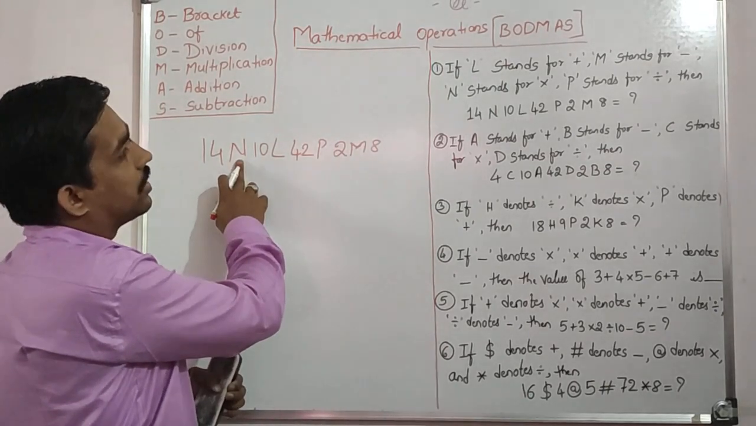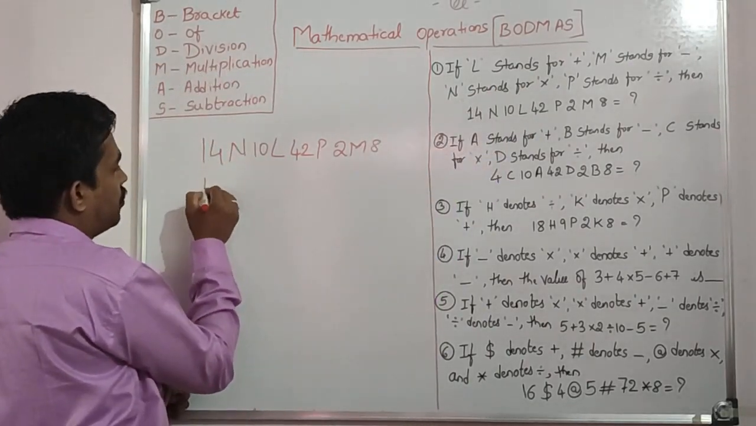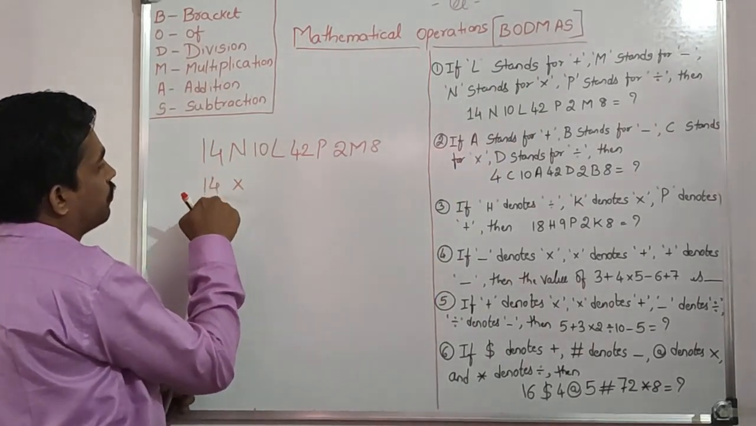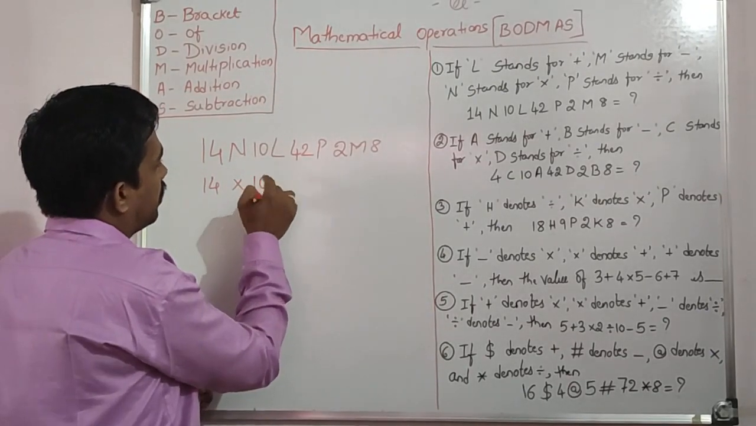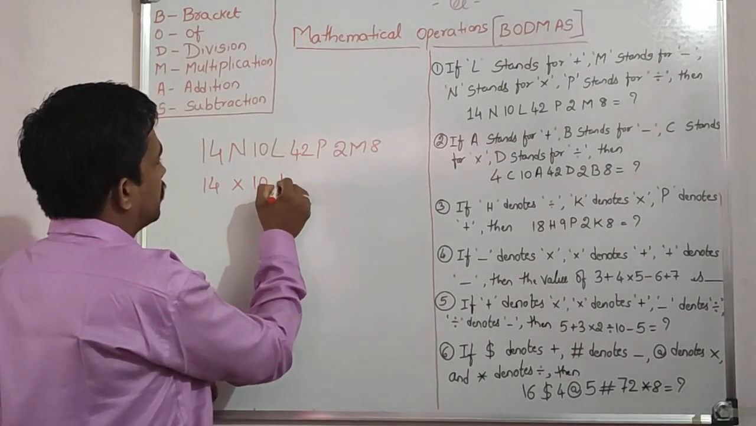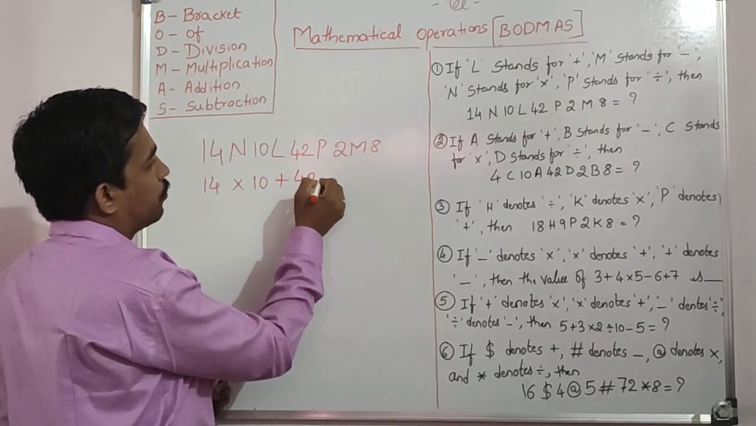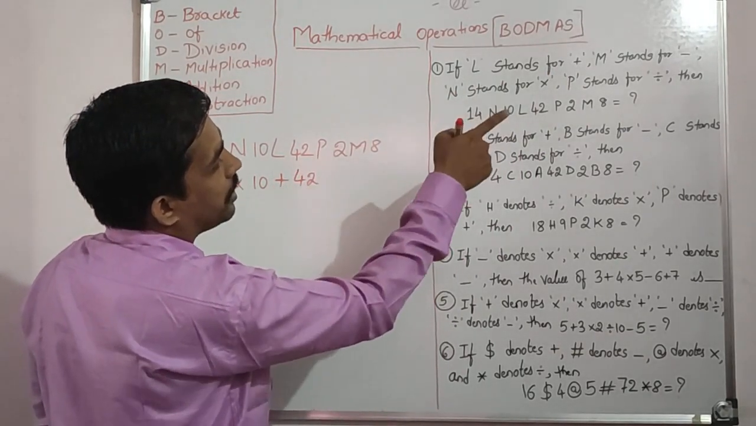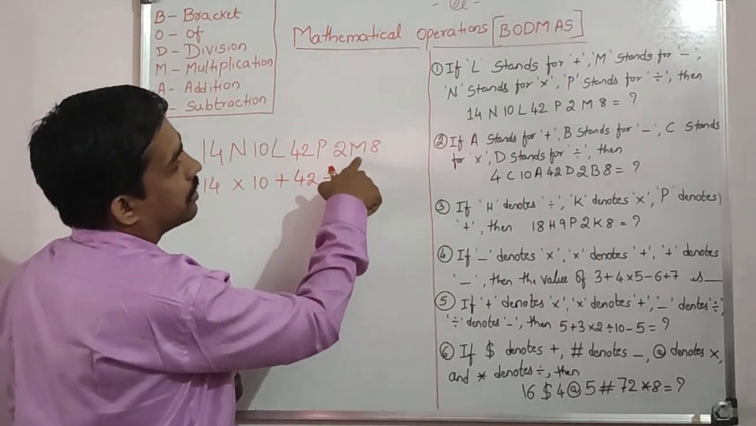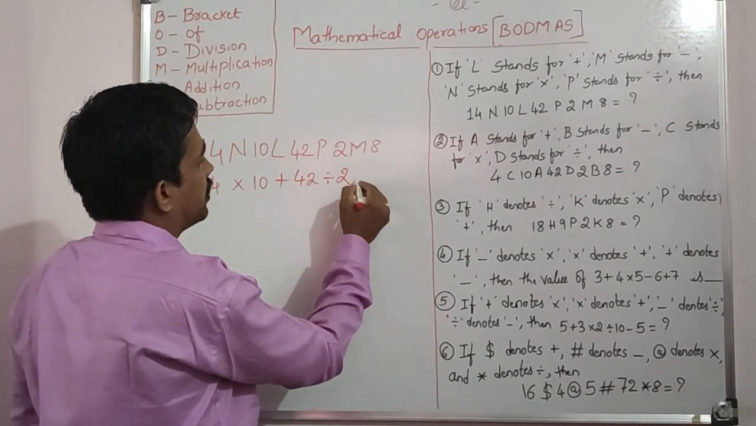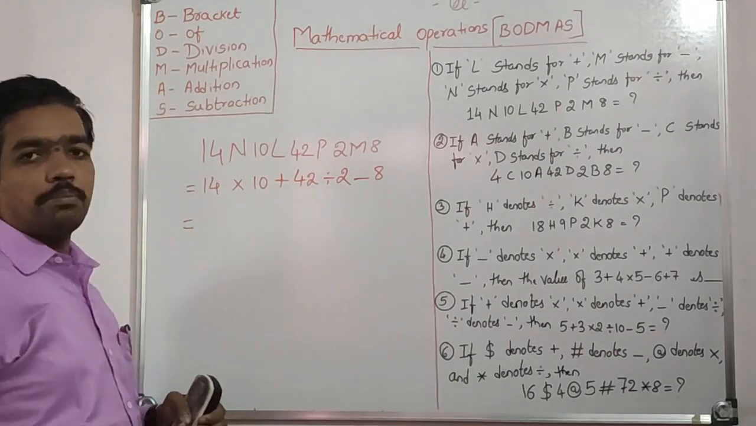N stands for multiplication, so in place of N you have to write into. L stands for plus, so we are writing plus. And then 42P. What is P? P stands for division. And then M stands for minus 8. So we have to calculate this by using BODMAS rule.